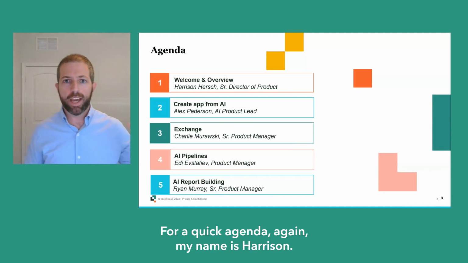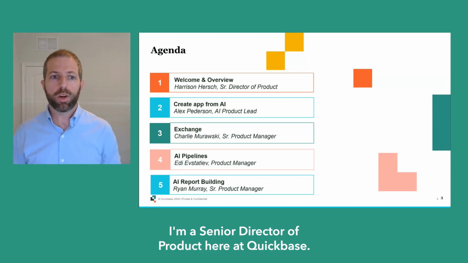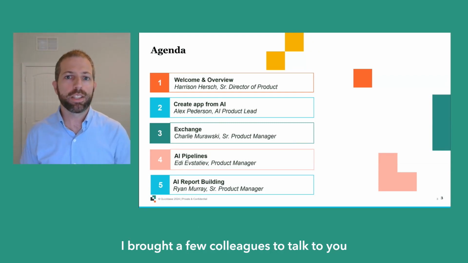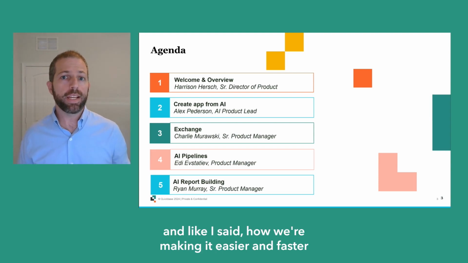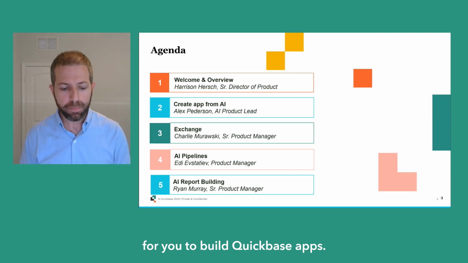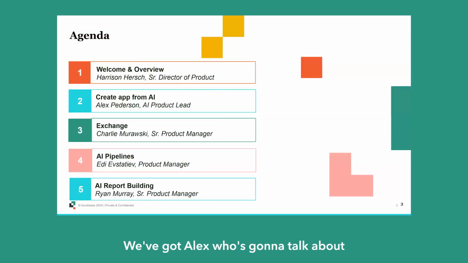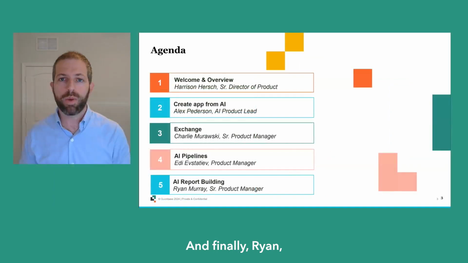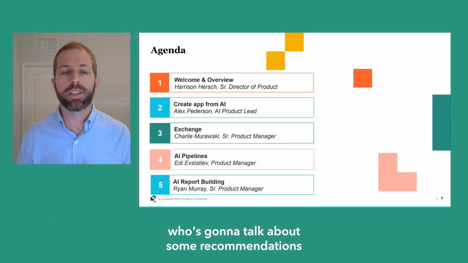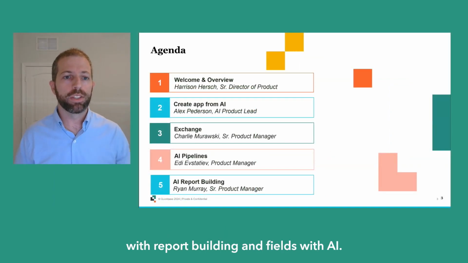For a quick agenda, again, my name is Harrison. I'm a Senior Director of Products here at Quickbase. I brought a few colleagues to talk to you about some different areas of the product and, like I said, how we're making it easier and faster for you to build Quickbase apps. We've got Alex, who's going to talk about creating an app from AI. We have Charlie, who's going to talk about the exchange. And then Eddie, who's going to talk about Smart Builder AI with pipelines. And finally, Ryan, who's going to talk about some recommendations with report building and fields with AI.